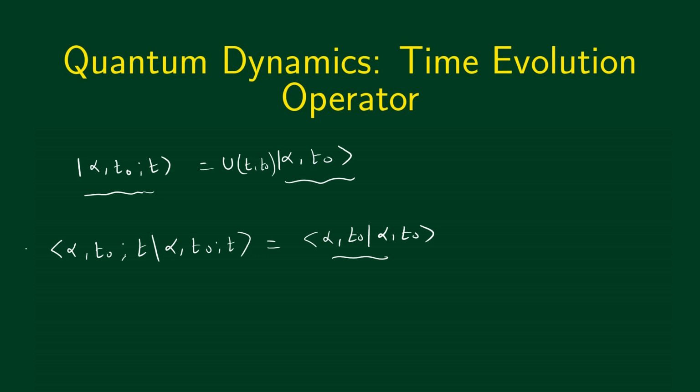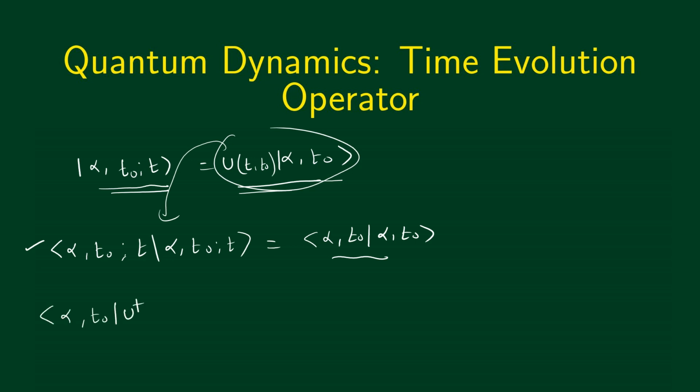Now, once we write this relation, we can immediately see that our time evolution operator has to be unitary. We just have to substitute |alpha, t0; t> by U(t, t0) acting on |alpha, t0>. If you substitute this, we get <alpha, t0| U dagger U |alpha, t0> has to be equal to <alpha, t0 | alpha, t0>. This means that U dagger U has to be the identity operator, correct?